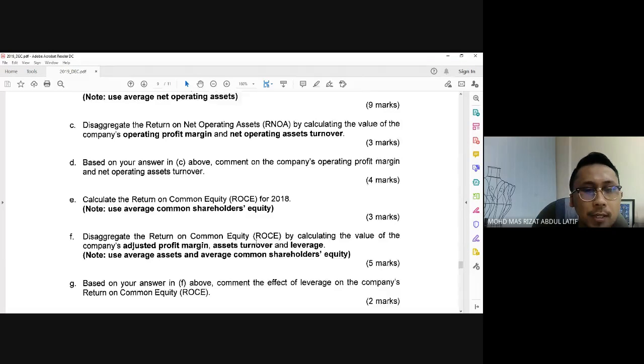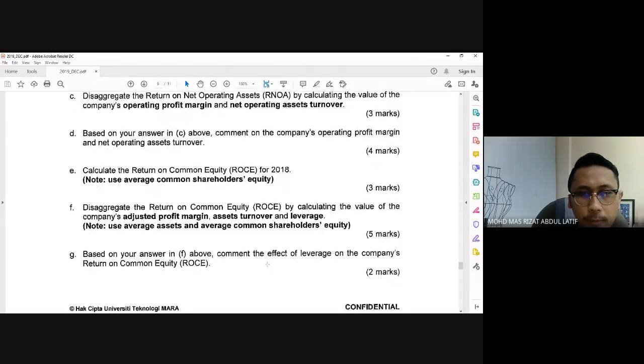Okay. Next, based on your answer in F above, comment the effect of leverage on the company's return on common equity. So you comment. So what are the effect of leverage in term of the company's performance? Will it increase or decrease? Adakah dia lebih tinggi bila adanya leverage? Adakah ROCE ini akan lebih tinggi daripada RNOE ataupun lebih rendah daripada RNOE? So you tengoklah, you comment lah kat situ.